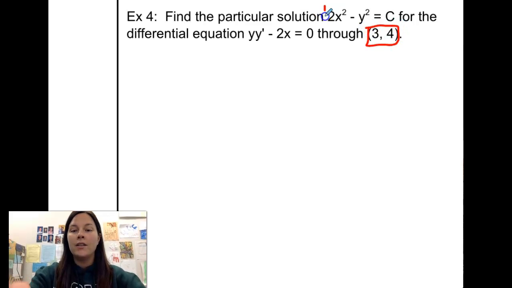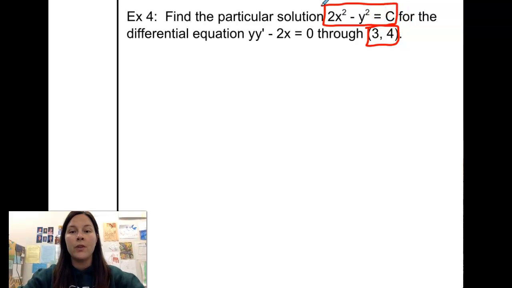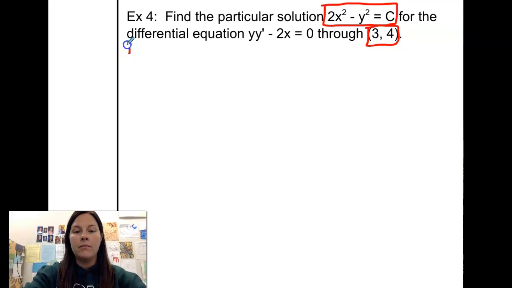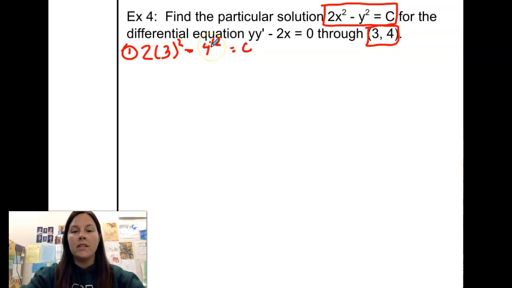On this one, another step up. This time we have to solve for c. We're given an initial condition, 3, 4, and we're given the solution. So all we have to do is sub those values in for x and y to solve for c. So that's going to be my first step. Replacing x with 3 and replacing y with 4. We're going to simplify and solve for c. And because there's really no solving here, you would punch that in your calculator. I got 2 for c.